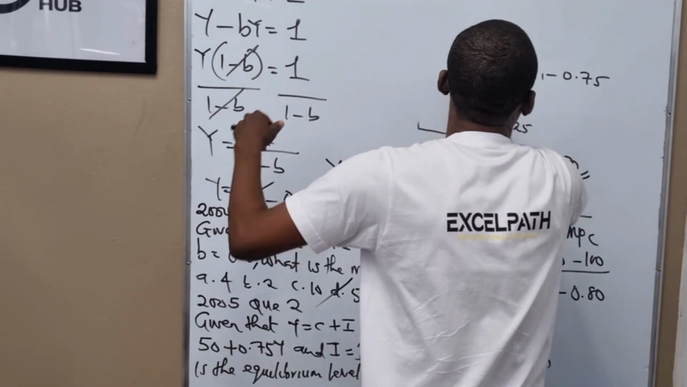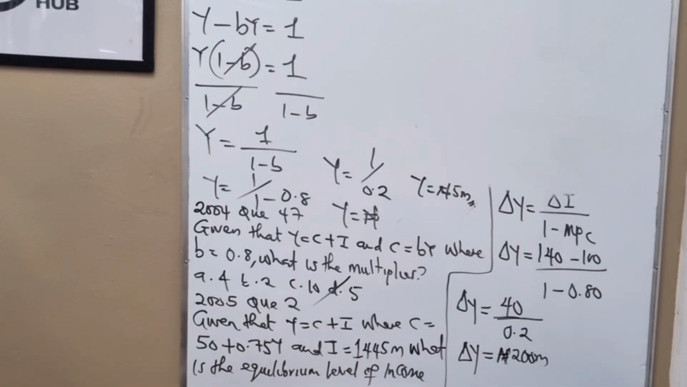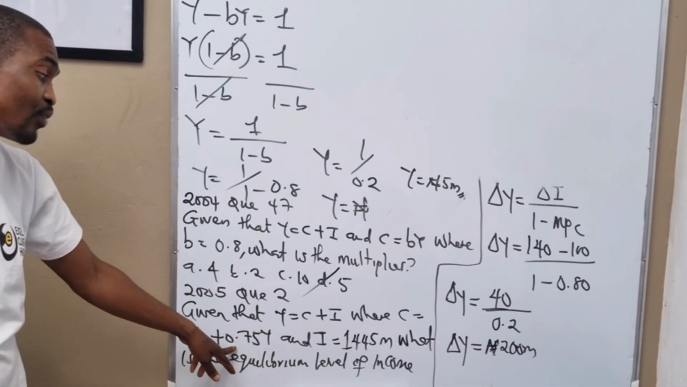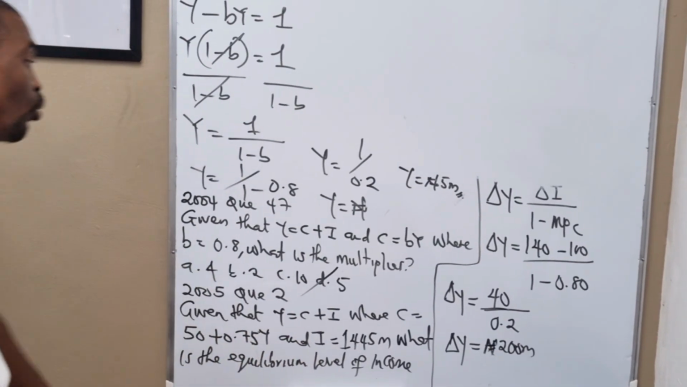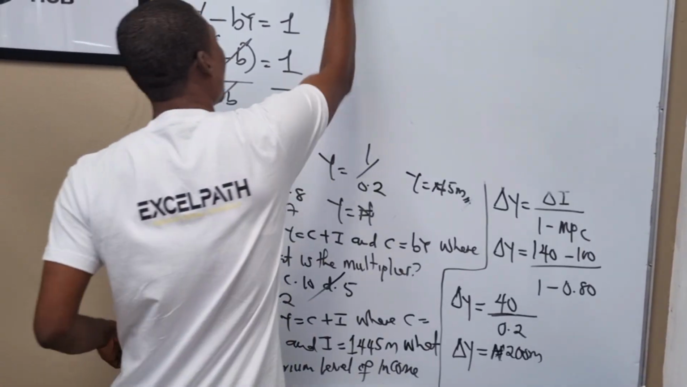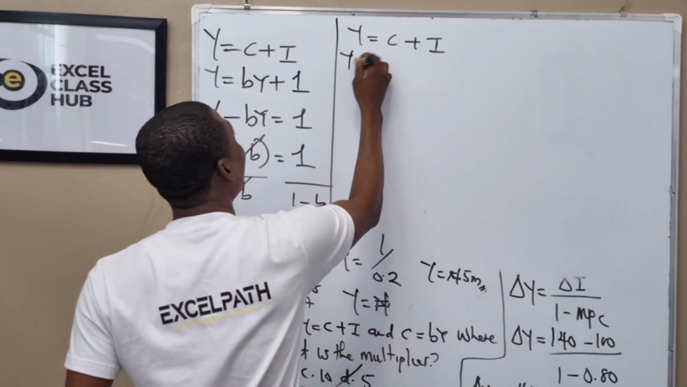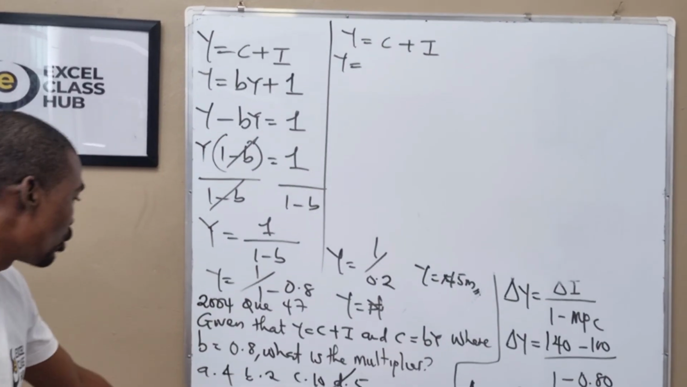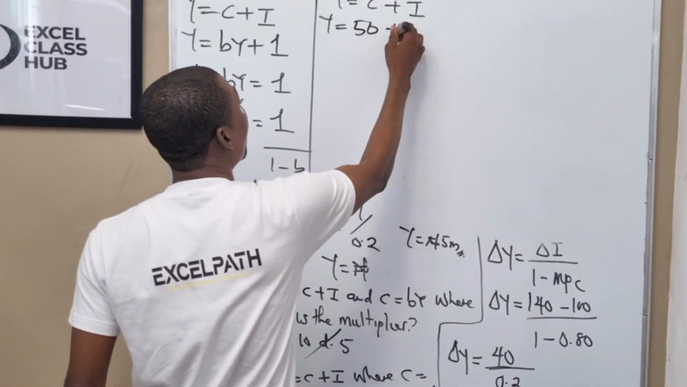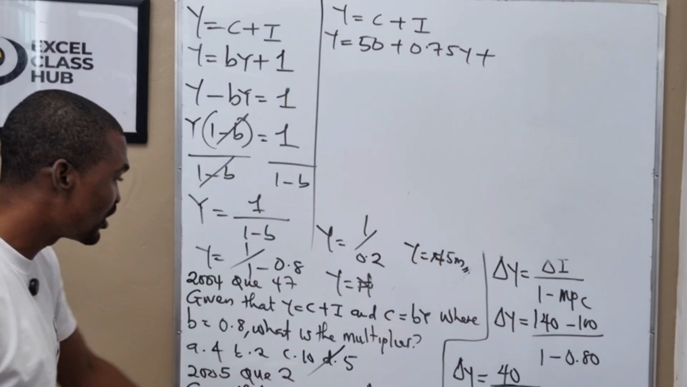2005, question 2. Now 2005, question 2, we're given y equals c plus I, where c equals 50 plus 0.75y, and investment is 1,445 million. What is the equilibrium level of income? The same way we solved the other one, we have y equals c plus I. So y equals c. Our c has been given to be 50 plus 0.75y. So we have 50 plus 0.75y plus investment.